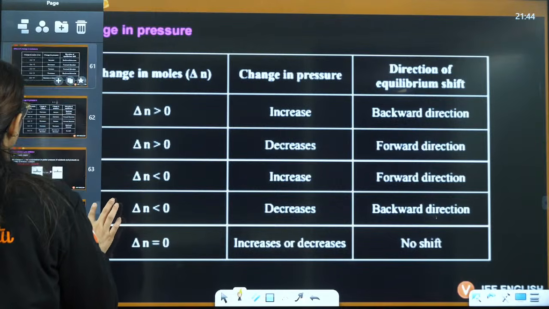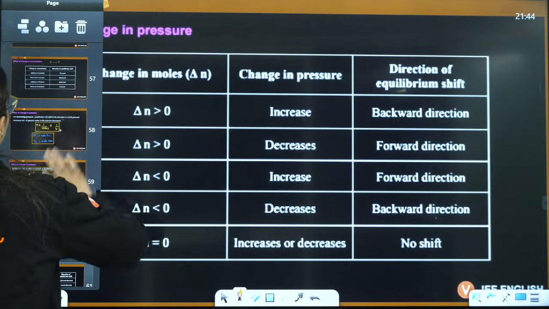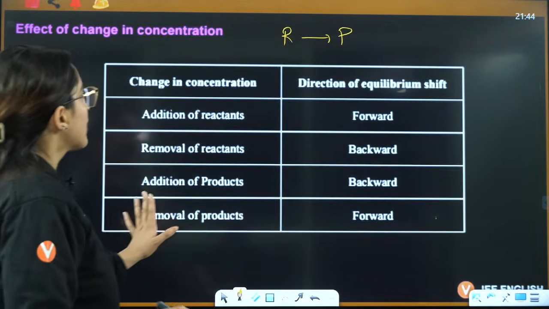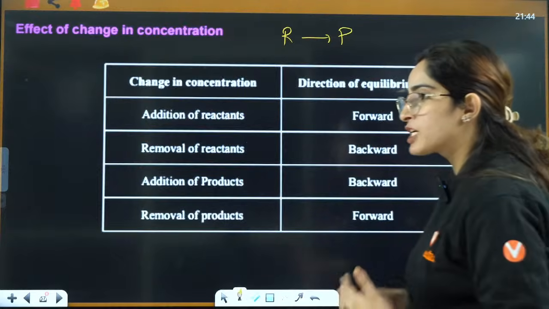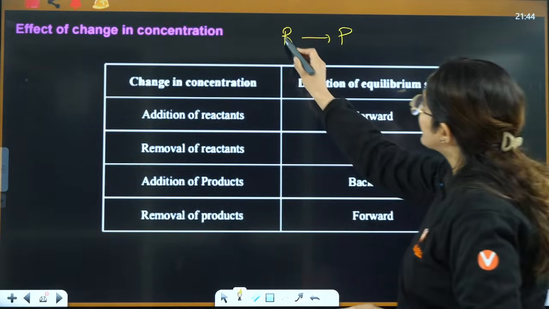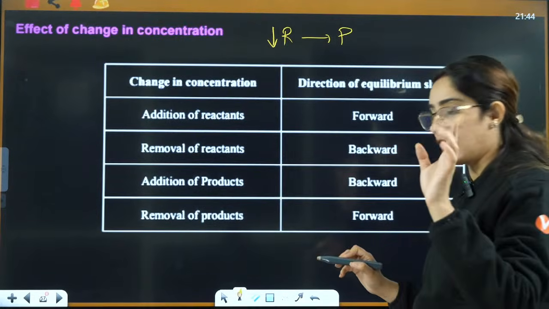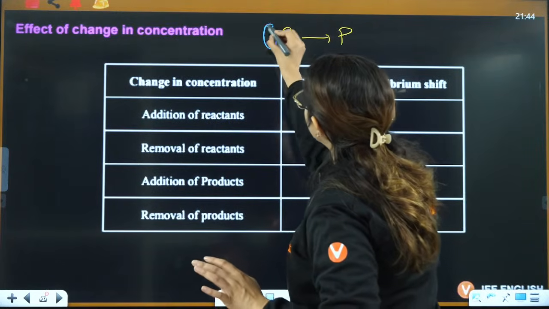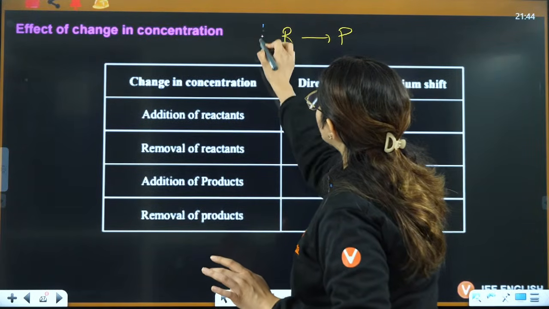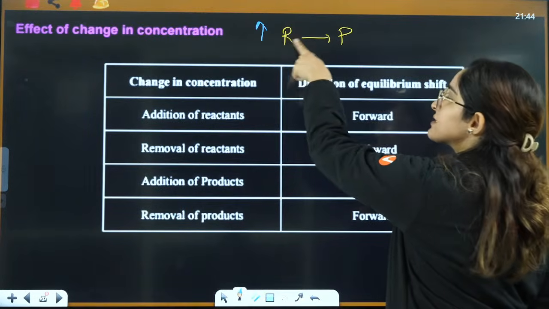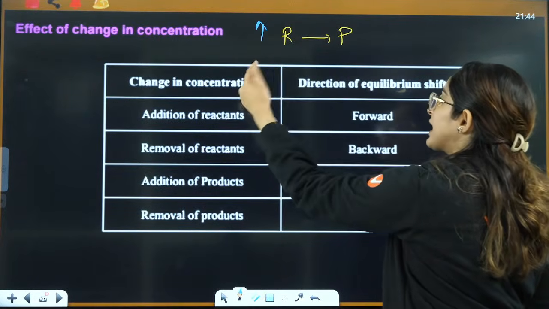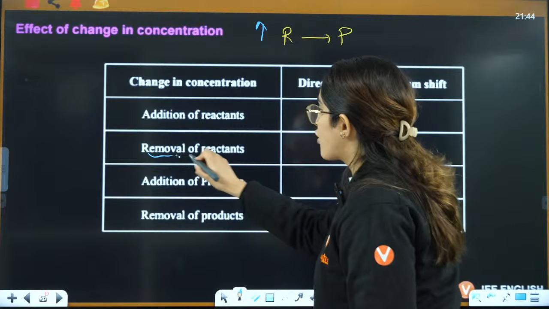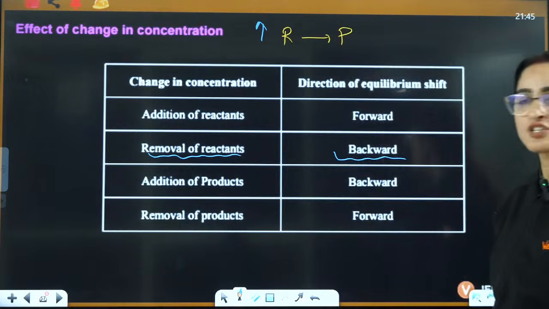So in the reactant side, what will happen? Whatever you change, it will do the opposite thing. When you decrease the reactant concentration, it will try to do the opposite, it will try to increase it. How can you increase the reactant concentration? By moving in the backward direction. That is why when you decrease the concentration of reactant, it will move in the backward direction.